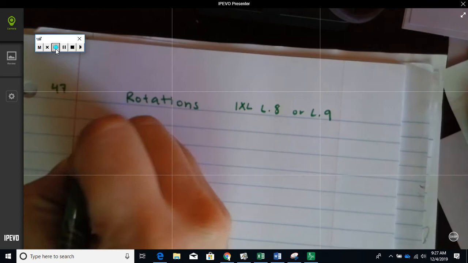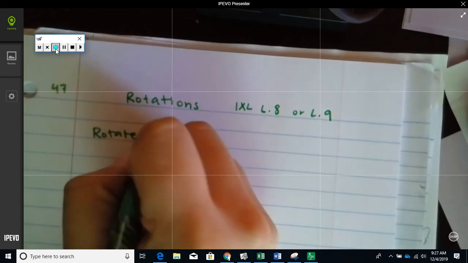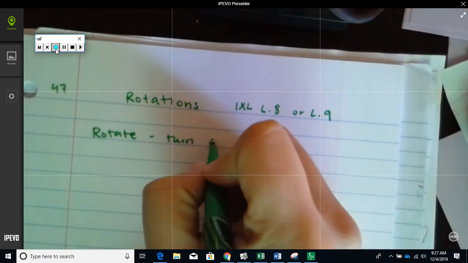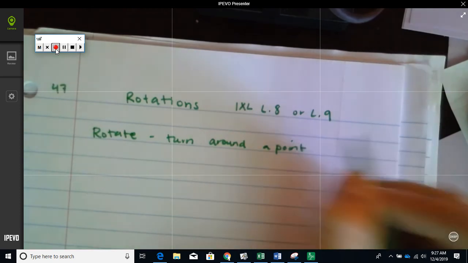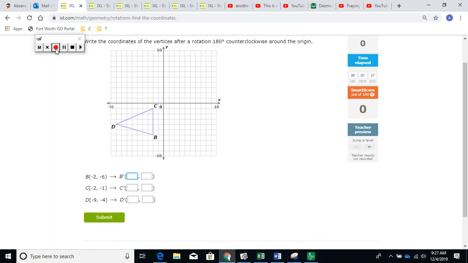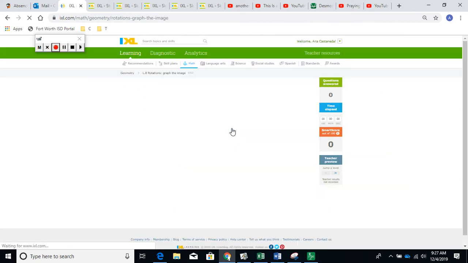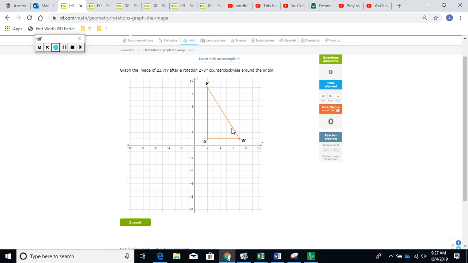Alright, so to rotate means to turn something. It's to turn the image around a point. So I'm going to show you an example, and I think it'll make a little bit more sense if I do it here. And probably not with this one. Probably with this one. Alright, so this one's 290. So here's the image, right?